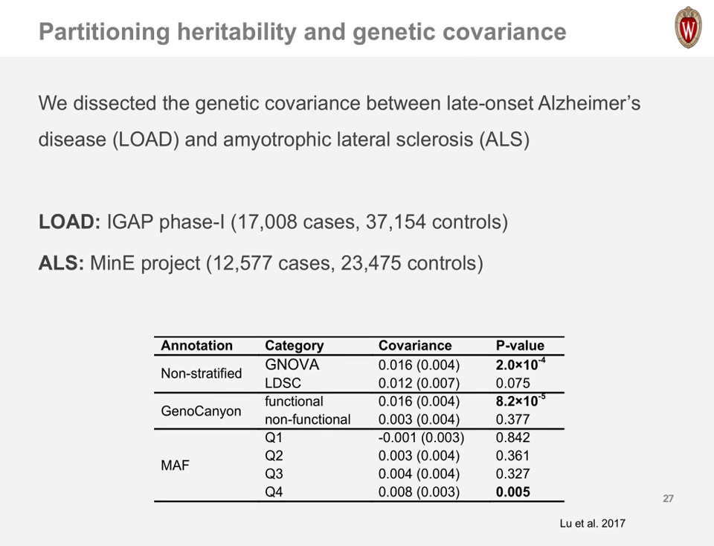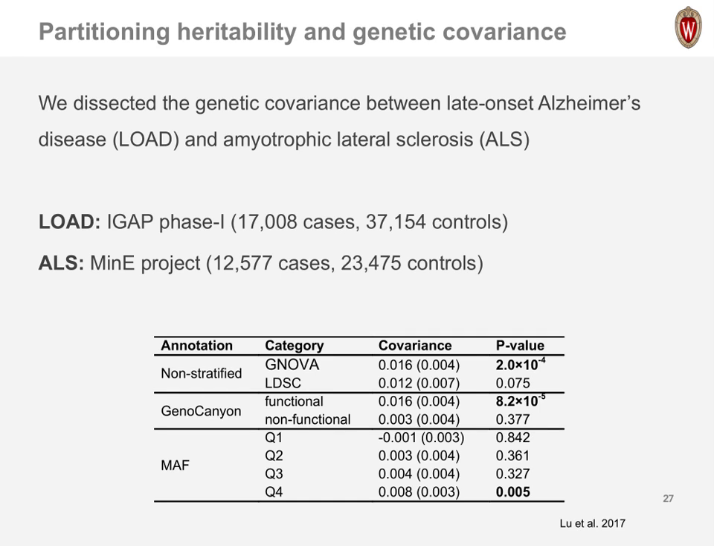Okay? So ours is more powerful, and we can do annotation stratified analysis. LD score regression cannot. So basically, we studied late-onset Alzheimer's disease versus amyotrophic lateral sclerosis. We tried to dissect the shared genetic architecture between these two diseases. First of all, LD score regression gives you a p-value of 0.07, which is not impressive at all, but our p-value is 2 times 10 to the negative 4. And more importantly, almost all the covariance comes from predicted functional region. If you just focus on predicted functional region based on our annotation, the p-value is even more significant.